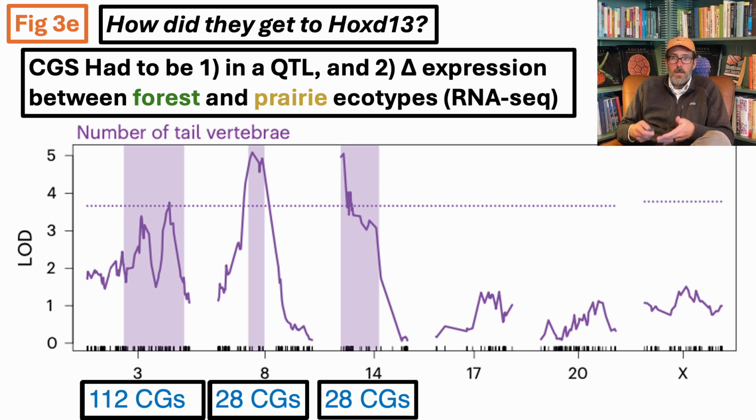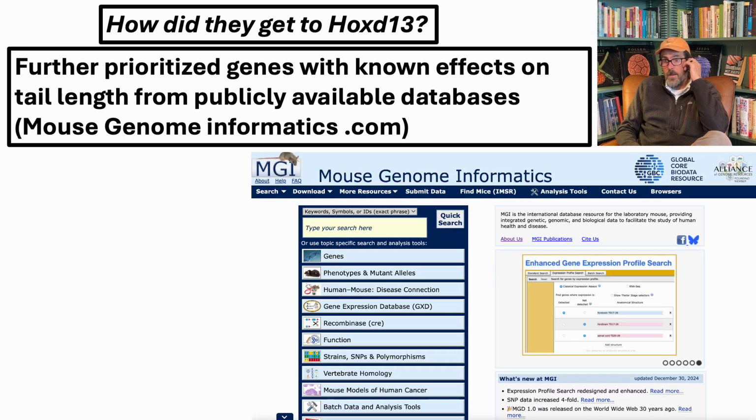But then how do you get to HOXD13? Still, this is the question. Take these 150 genes and then basically look into this mouse genome informatics database, which is literally mousegenome.com. Type it into the search menu right there, and each gene, one by one, you can do a search term like, does it have tail length? Does it have vertebrae on it? Does it have size? Anything like that.